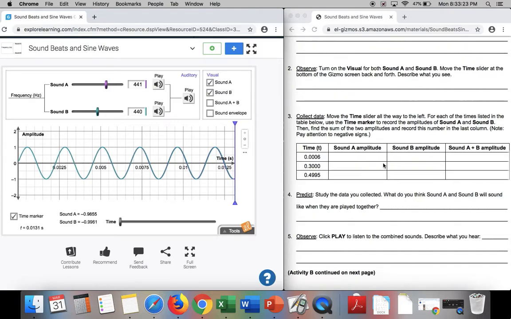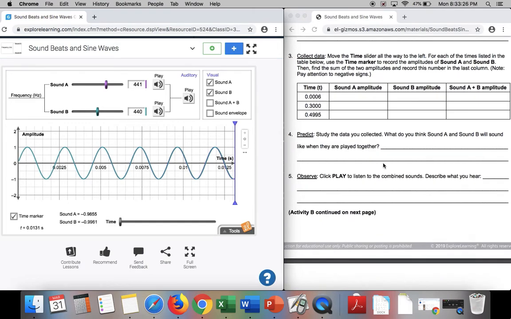Moving on to number three, we're going to move the time slider all the way to the left. I've already moved it all the way back. Let me go ahead and move this time marker all the way back as well. For each of the times listed in the table below, use the time marker to record the amplitudes of sound A and B. Then you're going to find the sum of the two and put that in the last column. Make sure you pay attention to your negative sign. Some of these may have negative numbers, and that will obviously make a difference in the sum of the two combined.